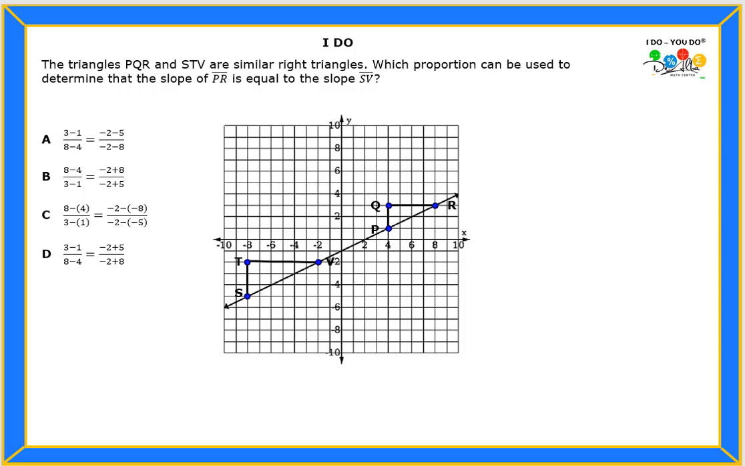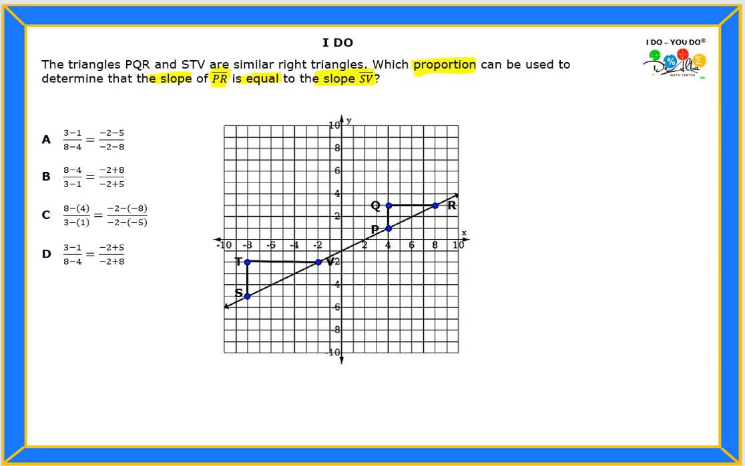It says, the triangles PQR and STB are similar right triangles. Which proportion can be used to determine that the slope of line segment PR is equal to the slope of line segment SB? Okay, so what am I supposed to look for? Well, we want to find a proportion that can be used to find that the slope of this line segment is equal to the slope of this other line segment, right?